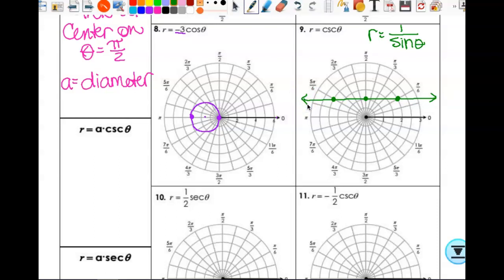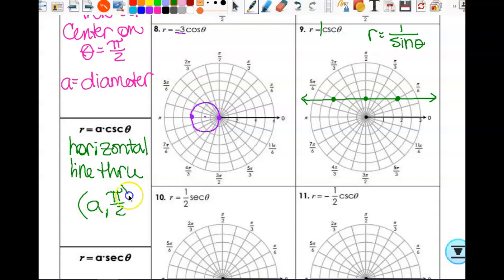So if you have r equals a cosecant theta, where your a here is 1, you have a horizontal line through the point a, pi halves. So see I have my a is 1. 1, pi halves is right here, so through that point I have a horizontal line. Okay? Make sense? Questions about that?